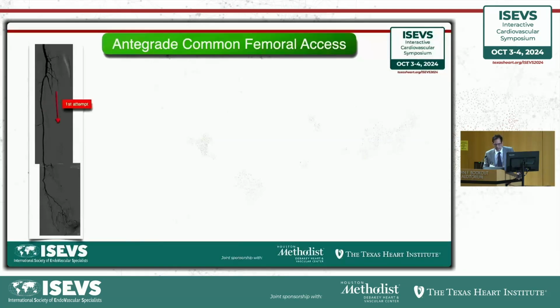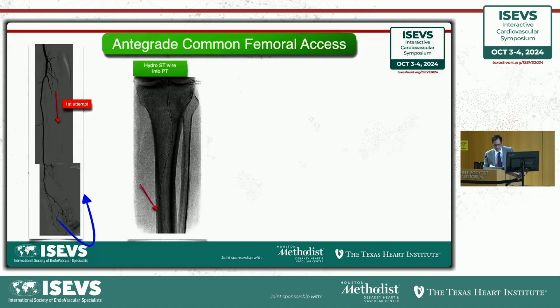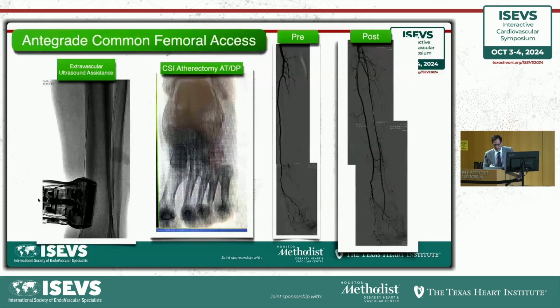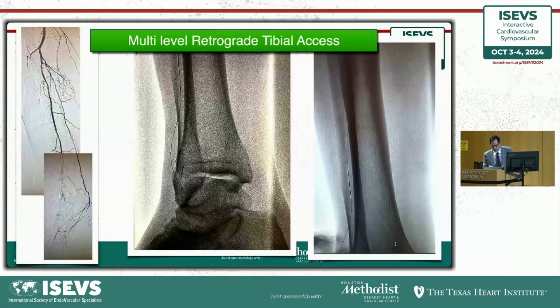This is an example. The patient had an occlusion of the anterior tibial all the way down to the dorsalis pedis. I first attempted approaching it antegrade without success, so I advanced my Hydro ST wire, a hydrophilic wire from Cook, around the pedal arch and retrograde up the anterior tibial. I was able to meet both wires, the antegrade and the retrograde, with extravascular ultrasound, performed atherectomy, and recanalized the vessel.